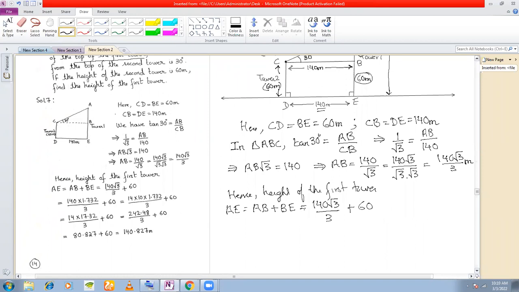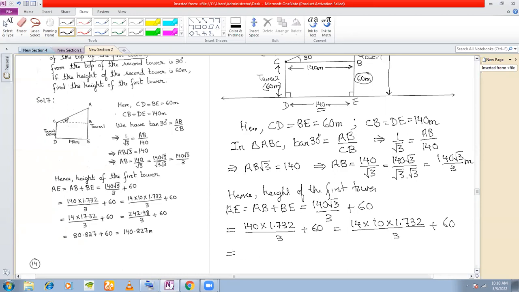Now the question is, they have not specified whether you should find the height till 2 decimal places or to the nearest whole number. But suppose if they do, then how will you find out the height till 2 decimal places, or let's say till the nearest whole number? You convert this root 3 into decimals, 1.732, divided by 3, and you have plus 60, right? Now you can write 140 as 14 into 10 into 1.732. This is the numerator we can write. Divide by 3 plus 60, right?